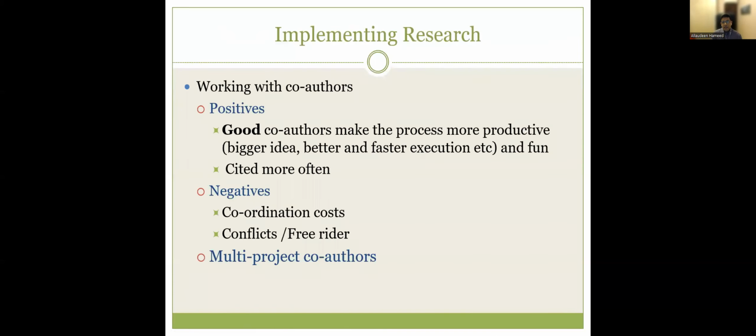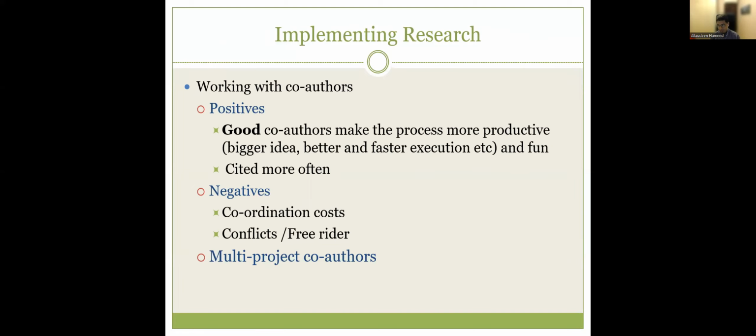So in terms of implementing research, it's good to work with co-authors. There are positives of working with co-authors. It's good because it helps to thresh out the idea better. It leads to faster execution, as you can specialize in different parts of the project, and it can be fun if you have good co-authors. And there's some empirical evidence that suggests that co-authored papers tend to have more citations.